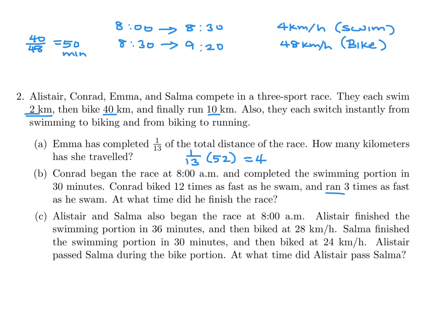And then running, which is my favorite activity, is 3 times as fast as he swam. So that's going to be 4 times 3, which is 12. 12 kilometers an hour. So the run is 10. So 10 divided by 12, and again, that's 50 minutes. So 9:20 plus 50, and that's going to be 10:10. So 10:10 is when Conrad finishes the race.